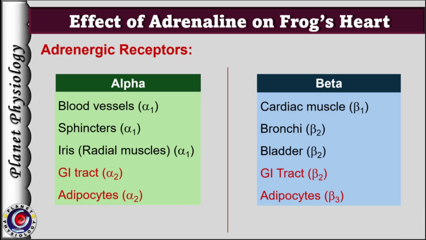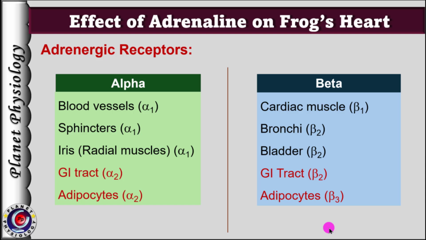Adrenaline exerts its effect through adrenergic receptors, which are divided into two types, alpha and beta receptors. Alpha receptors are predominantly located on blood vessels, sphincters, and radial muscles of the iris, whereas beta receptors are mainly found on cardiac muscles and smooth muscles of bronchi and bladder. The GI tract and adipocytes contain both alpha as well as beta receptors.